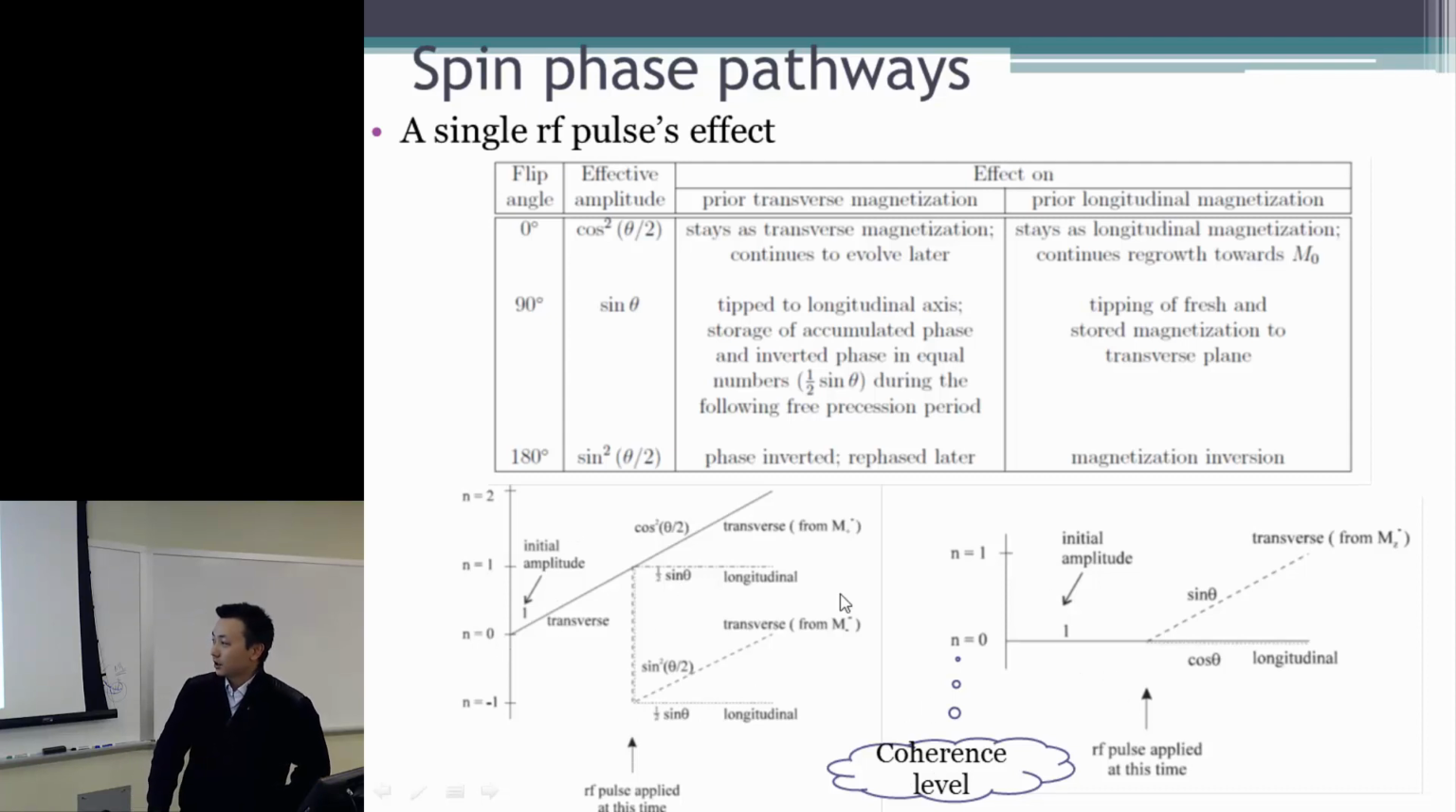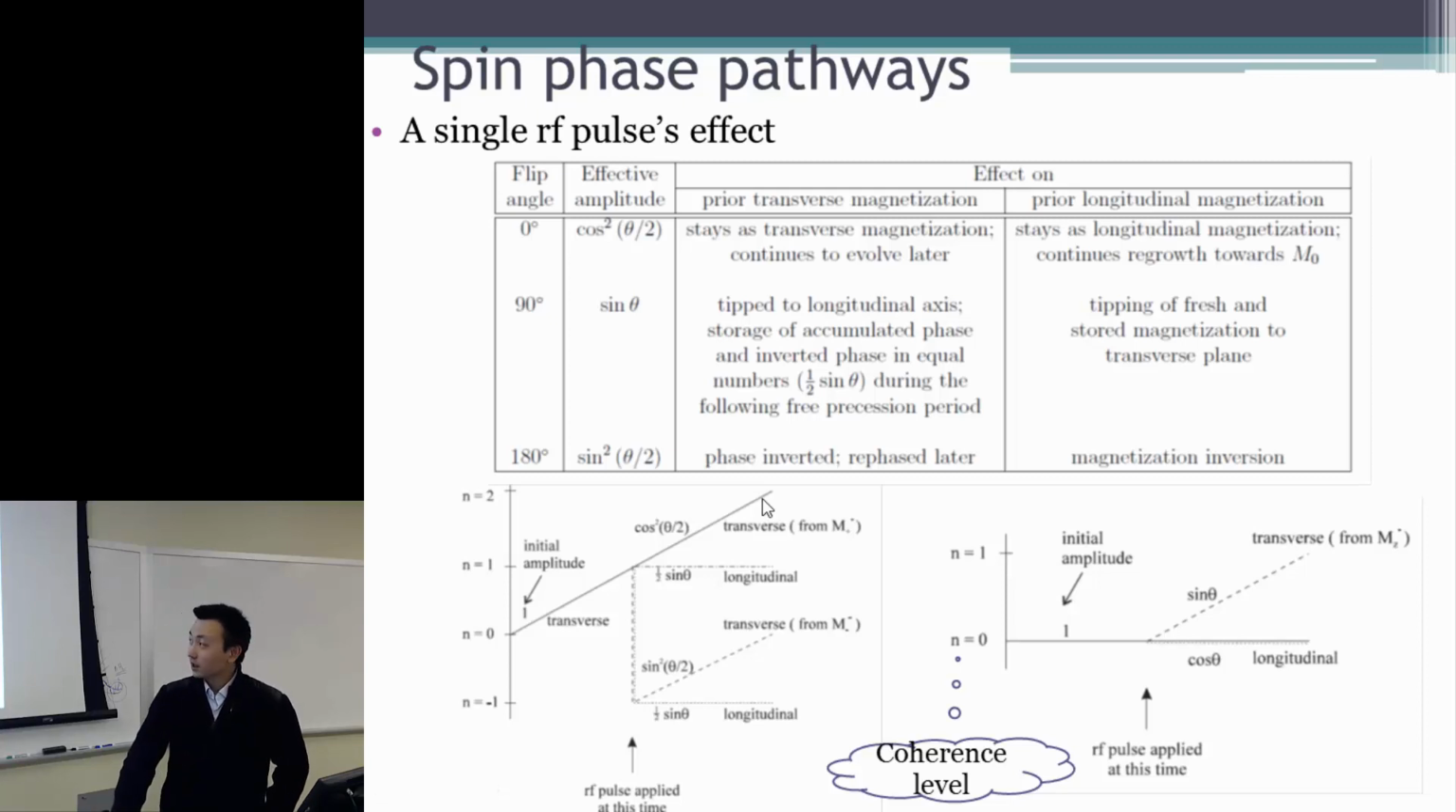In here, the N is called the coherence level. That means how much phase it has developed, in units of TR. For example, N equals 1 means this spin has developed a phase equivalent to 1 TR, and N equals 2 means this spin has developed a phase equivalent to 2 TR, right?